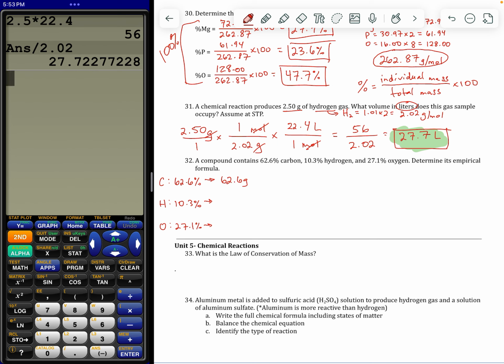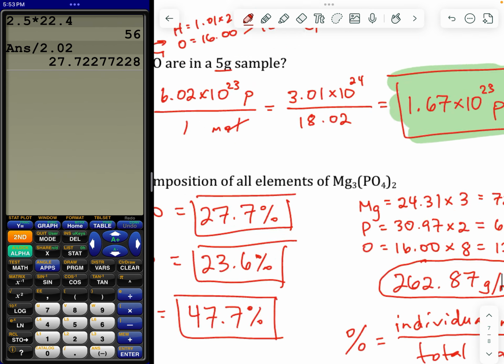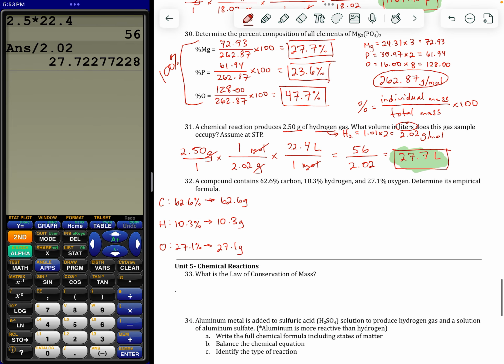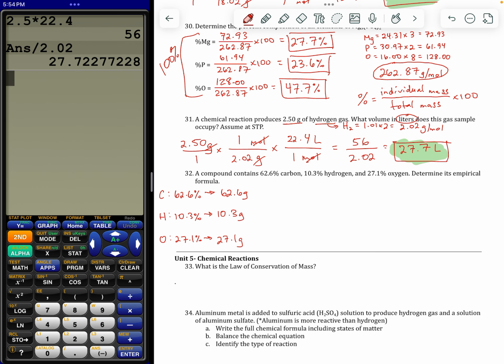So percent to mass. And then we say, well, we can't do anything with that, because all of our subscripts in all of our compounds, like the 3s and the 4s and the 2s that we see in our formulas, those are all mole ratios, not gram ratios. So we go percent to mass, mass to mole.